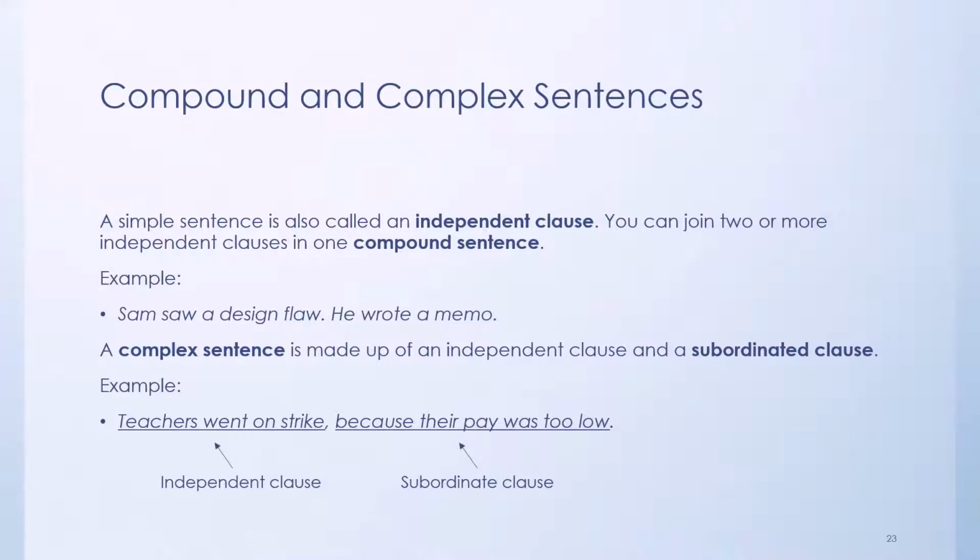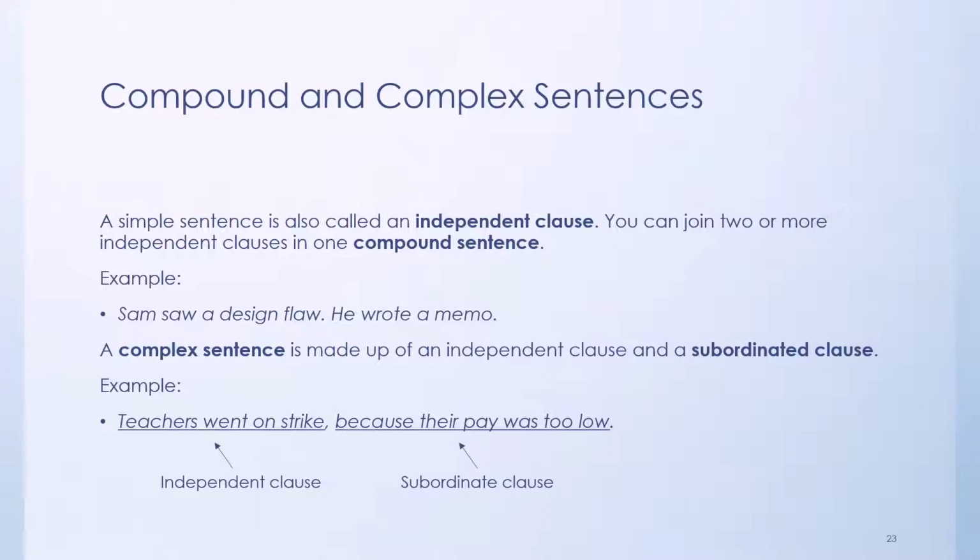Our first part is an independent clause, or independent sentence, whichever way you want to call it, but at this point they're called clauses. Teachers went on a strike. Okay, we know that. But the second part is a subordinate clause because it needs the first part in order to make sense. It says, because their pay was too low. If we were to say all of a sudden, hey guys, because their pay was too low, you'd be like, what? Whose pay? Well, the teachers', and that's why they went on a strike.